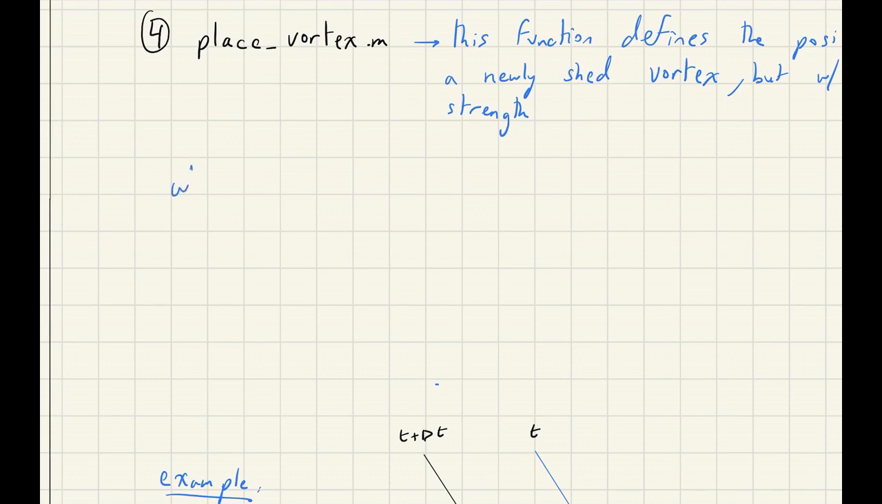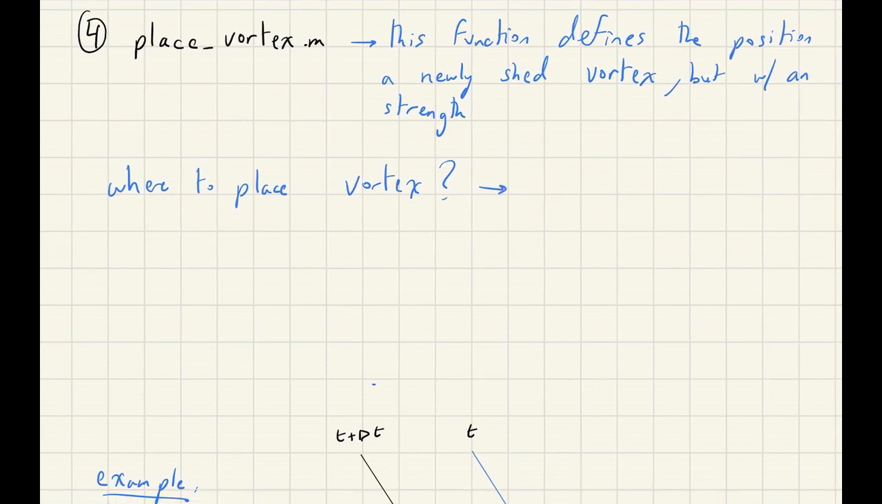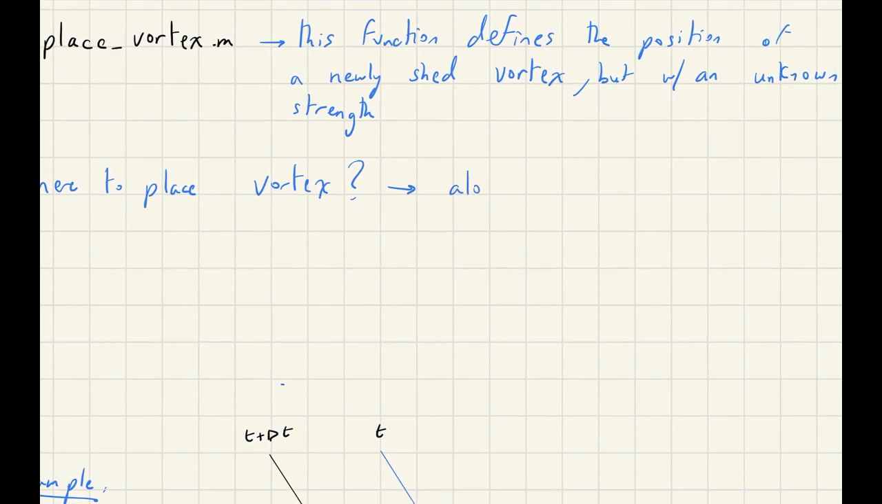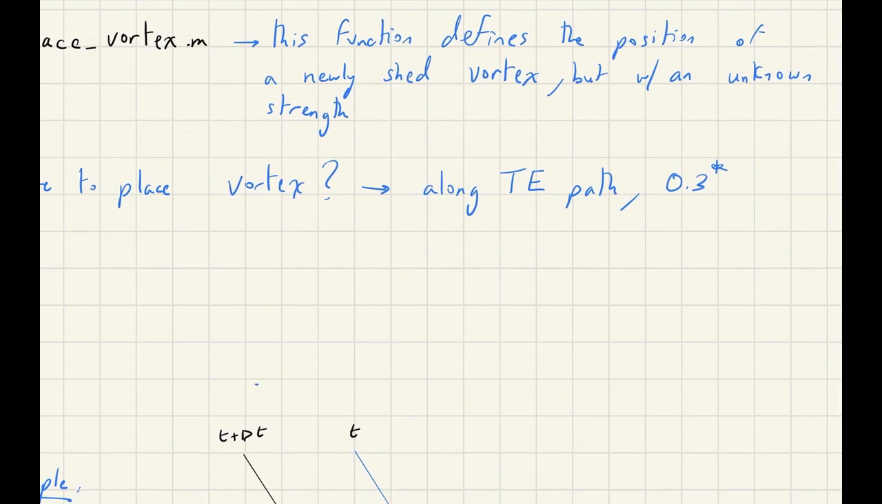So the question is where to place the vortex. We want to place the newly shed vortex in some position in the vicinity of the trailing edge, not too close to the trailing edge, not too far from the trailing edge. One way to do it is to place that newly shed vortex along the trailing edge path at 0.3 times the distance traveled by the trailing edge between t and t plus delta t.